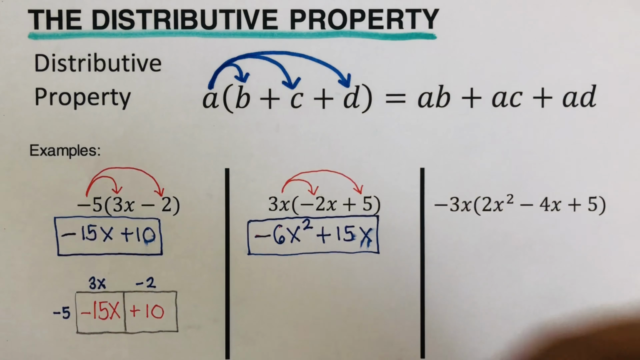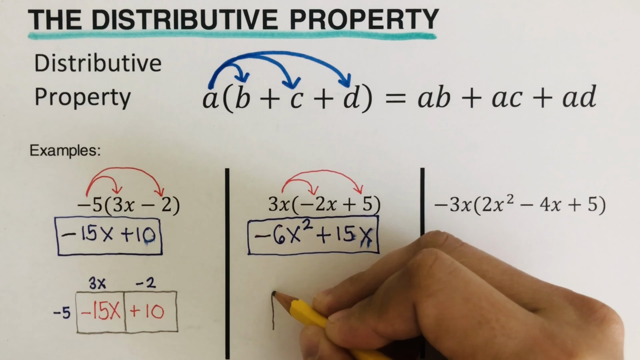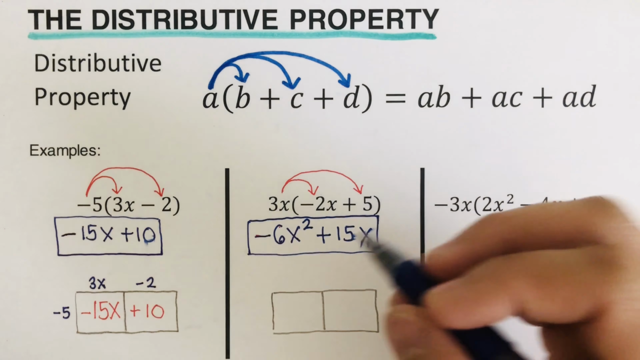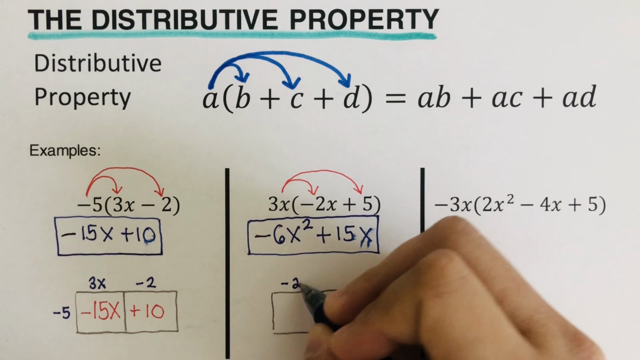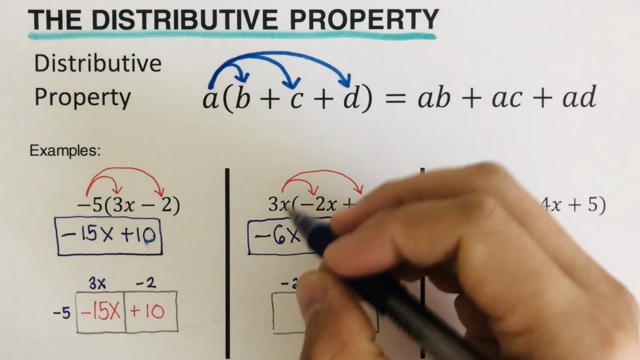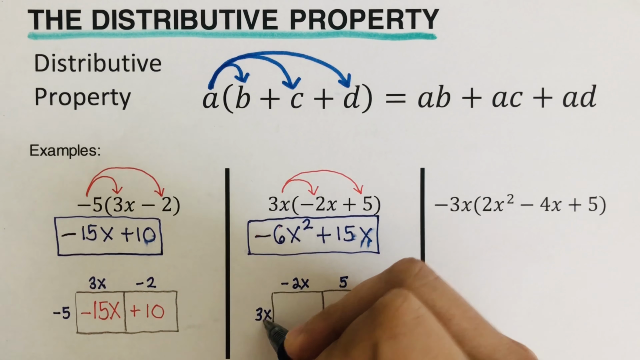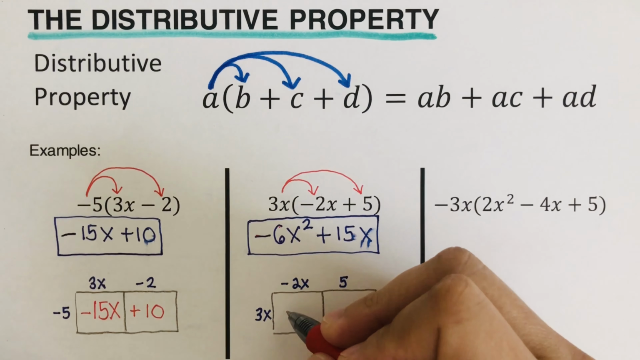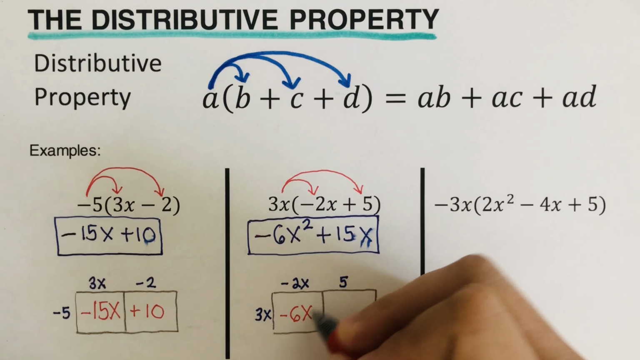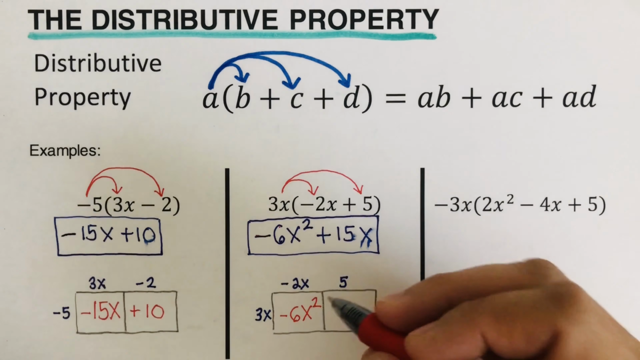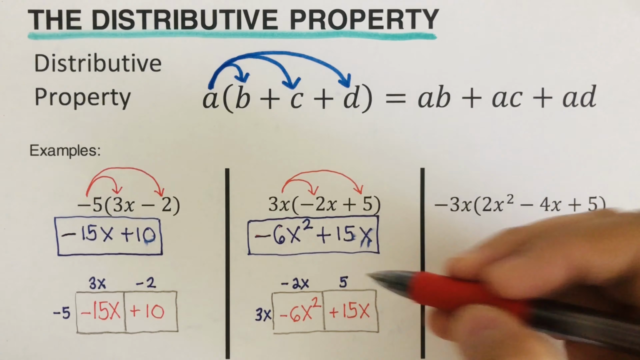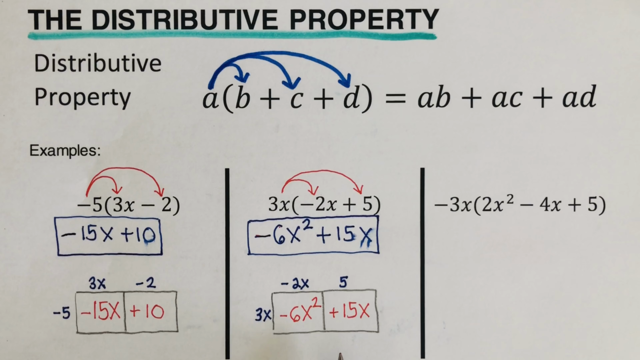Now we're going to use the area model for this. So we're going to have a 2x1 box, again 2 columns and 1 row. So we have -2x here, and then 5, and then we have 3x here. So we're going to multiply these 2 together. -2x times 3x is -6x squared, and then 5 times 3x is +15x. And so the answers are both the same. Did you get the same answer as this? Good. Perfect.